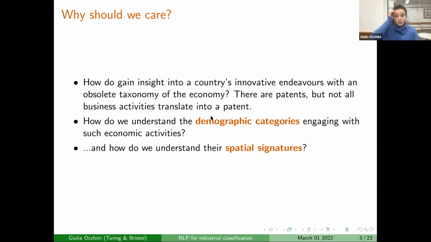Also, we need to use industrial classification to understand the demographic categories that engage with innovative economic activities, as well as to understand those famous spatial signatures of economic activity that Emmanouil was talking about. So if you think that the way that we still look at the economy is a pre-internet way, you can imagine that this is a bit confusing.